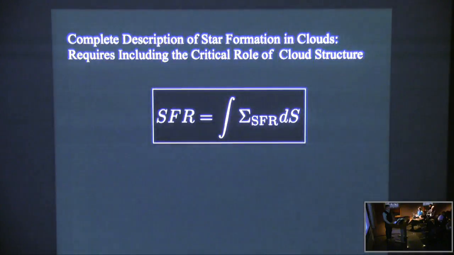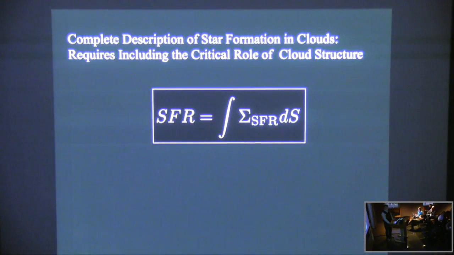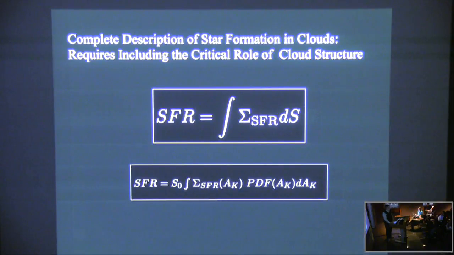We can understand that a little bit more clearly when we remember that the star formation rate, the global star formation rate, is the integral of the Schmidt law times the surface density. And since both quantities depend on extinction, we can rewrite this in the following way, and we can see that the star formation rate is basically related to the Schmidt law times the cloud PDF.